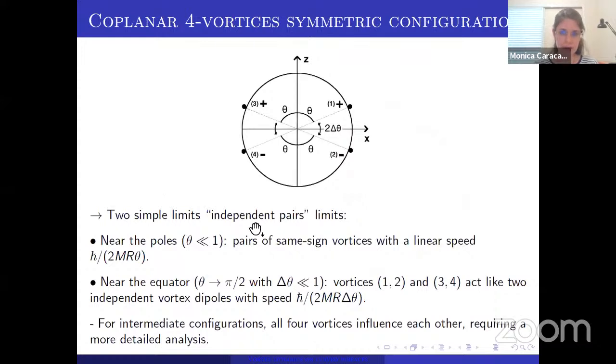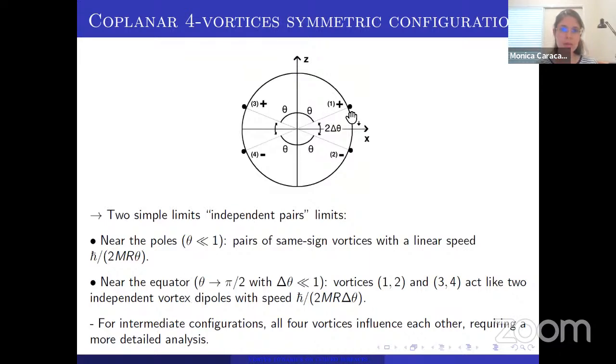In some cases, that is the limit of this. You consider this theta very small. Then you have the two positive and negative vortices precessing around the poles. It looks like the planar case. Sorry, this is the first one. They are precessing, orbiting around the poles.